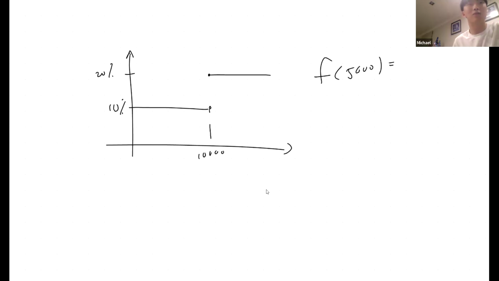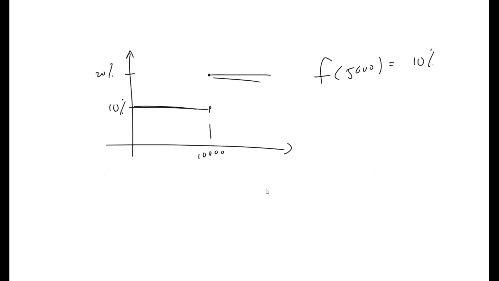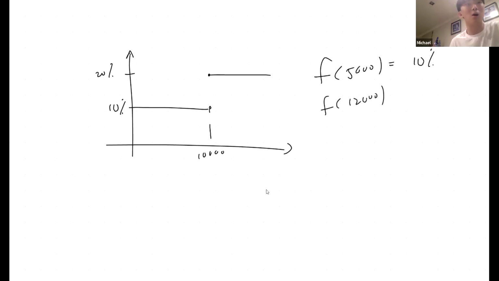So right now, if you make $5,000, how much tax do you pay? 10%. Yeah, right? So f of 5,000 is 10%. So I'm defining this line to be the function. What about f of 12,000? You'd have to pay 20%. Yeah. I'm going to make this graph quite accurate. So we've got a solid line and we've got a circle line.